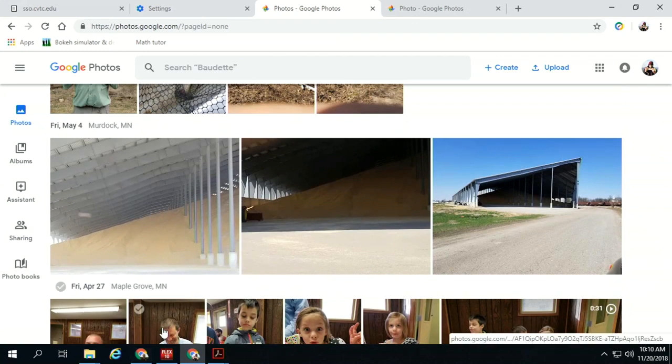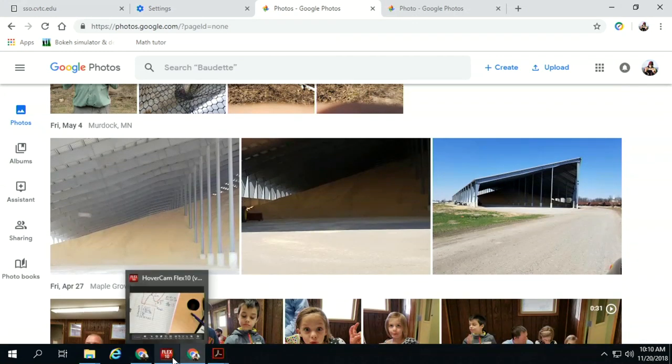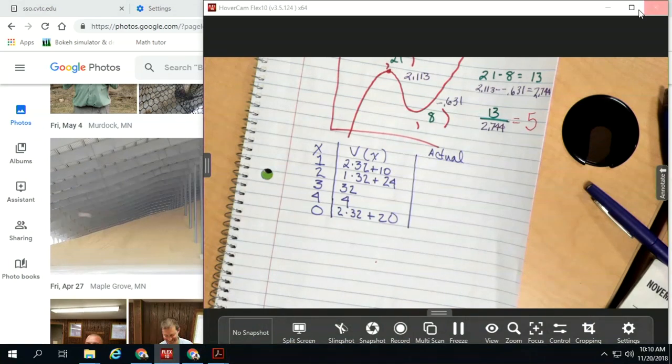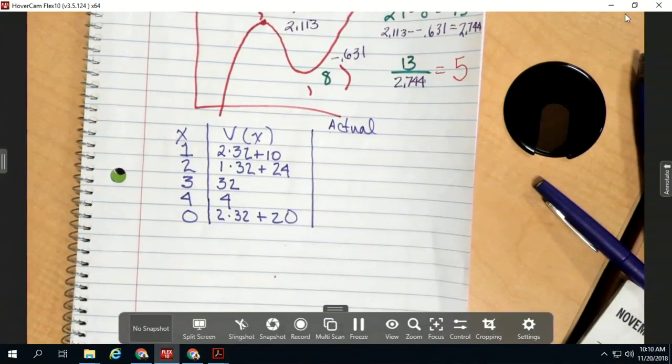All right, let's get started. In our notes, I wrote down the volumes that the kids had for the different sizes, and here are the ones that they did. They started out with an 8.5 by 11 piece of paper, folded up 1 inch, 2 inches, 3 inches, 4 inches. Why didn't we fold up 5 inches?